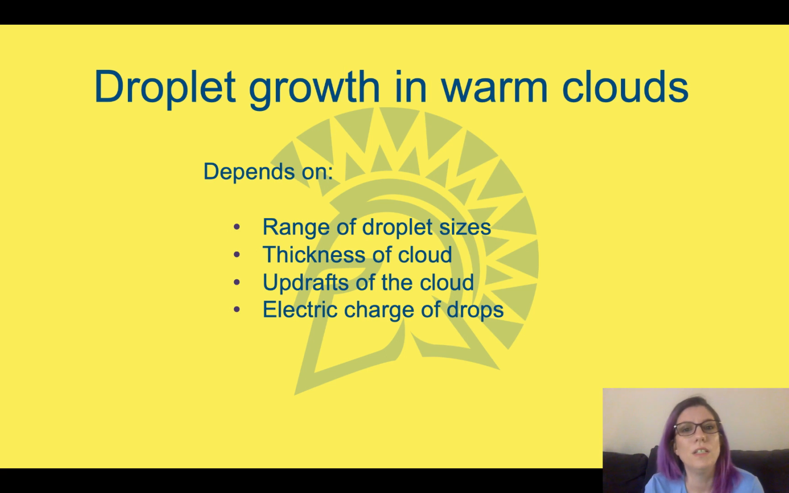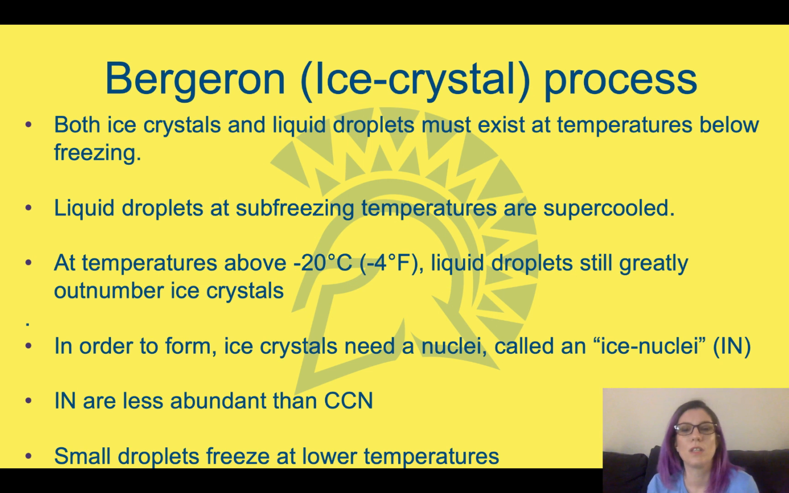Now, like we said, the droplet growth in warm clouds is going to depend on the range of droplet sizes, how thick the cloud is, so how much time the droplet will reside in the cloud, the updraft velocity, because it depends on how fast it's falling as to whether it will drop out or not, and also the electric charge of the drops.